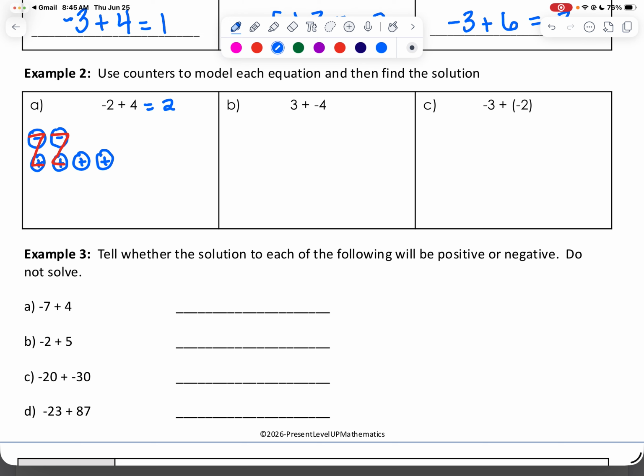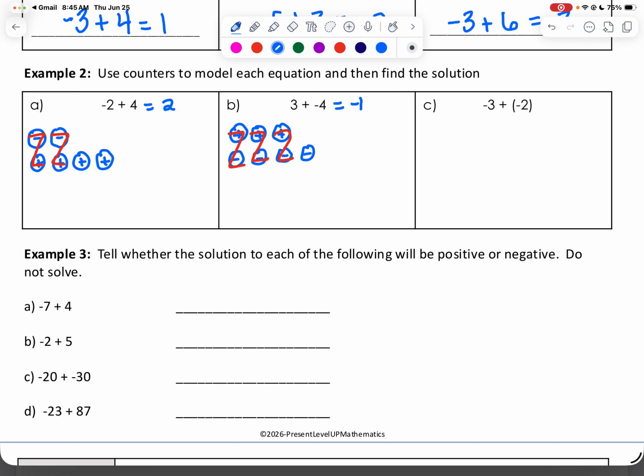Try problem B on your own. Pause the video. When you're finished, come back and check your answer. Welcome back. I drew 3 positive counters in my top row. In my bottom row, I drew 4 negative counters. I'm noticing that I have more negative counters, so I'm thinking my answer is going to be negative. Let's zero this out, zero this out, zero this out. We have 1 negative left. So 3 plus negative 4 is negative 1. Pause the video and try problem C on your own.